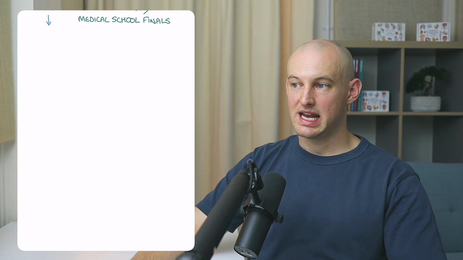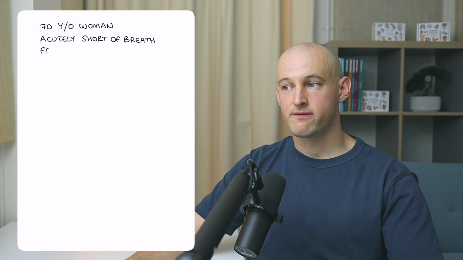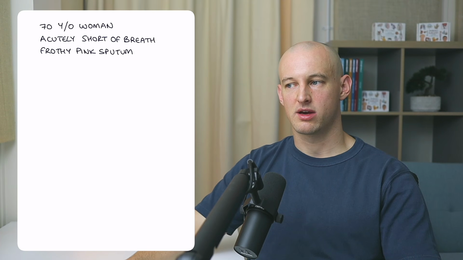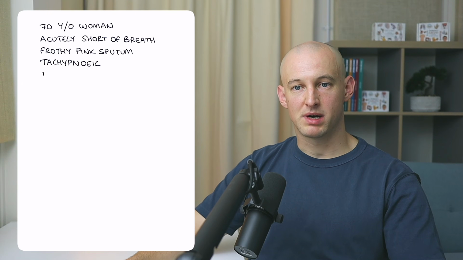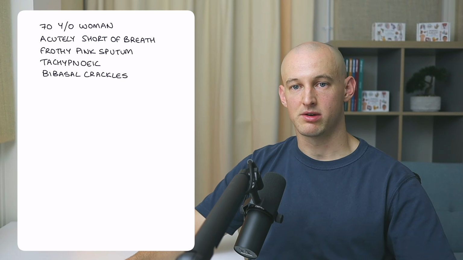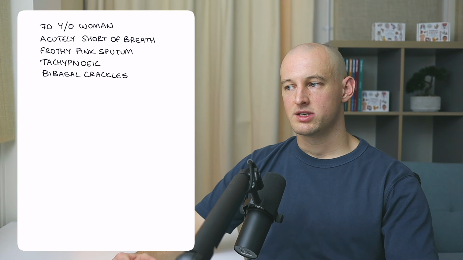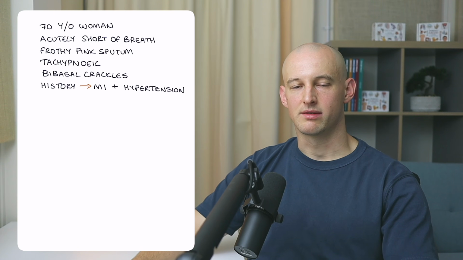Okay, so on to the next case. The next case is a 70-year-old woman who presents acutely short of breath, and she has frothy pink sputum with her cough. She's tachypneic, meaning she has a raised respiratory rate, and she has bibasal crackles on her chest when you auscultate her lungs. She has a history of myocardial infarction and hypertension.